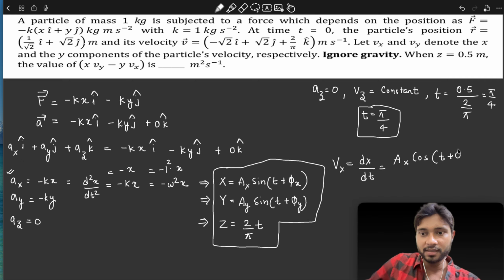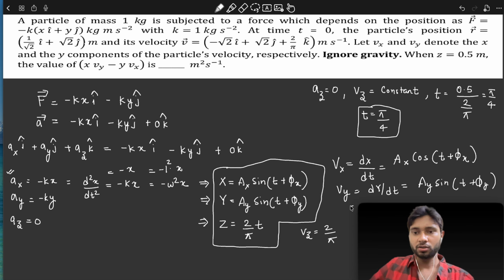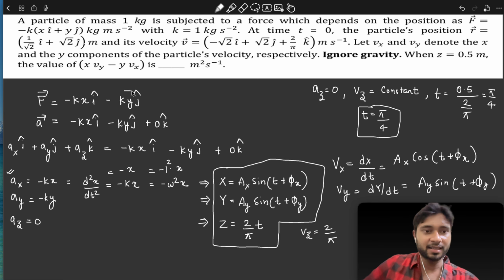I hope everyone is okay with this. Everyone knows differentiation. Similarly, I can write vy is equal to dy by dt, which is ay sine(t plus phi y). And vz is 2 by pi, which was given, vz being dz by dt. So now I have the x coordinate as a function of time, velocity as a function of time, and acceleration was already given.